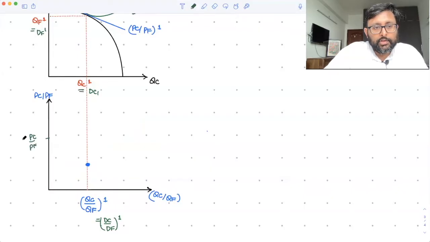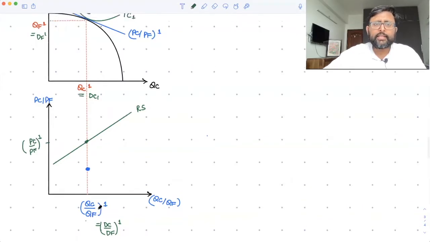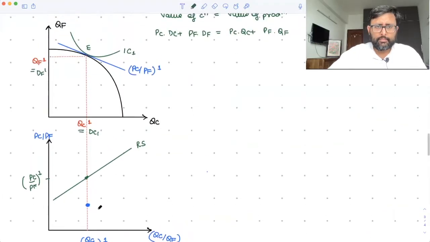Sorry, I'm making these changes within the video. So we have already shown that this is the relative supply curve. And this is also one of the points on the relative demand curve, because at this PC by PF, the relative quantity of cloth and the relative demand for cloth are the same, right? And at this point, no trade has happened.